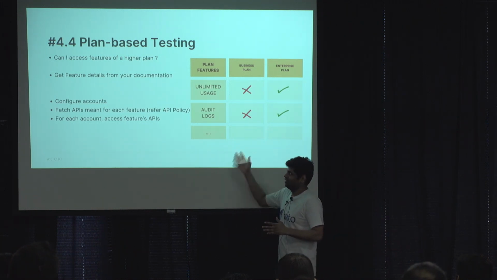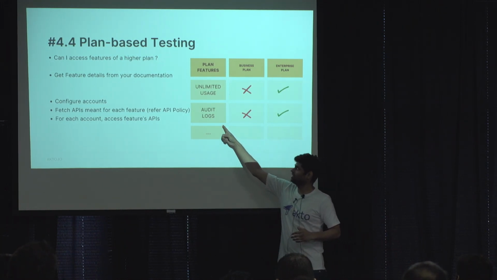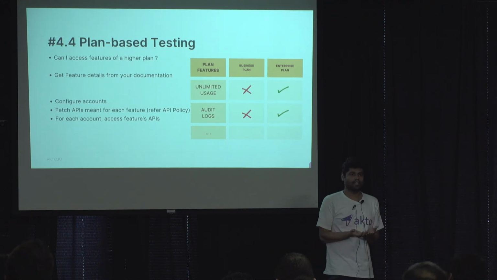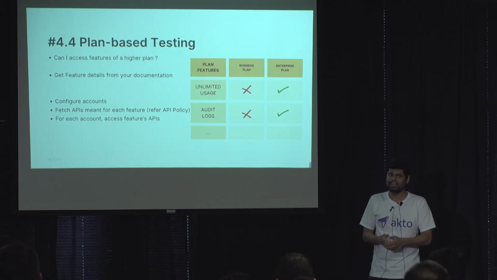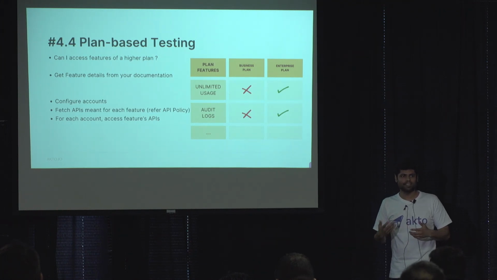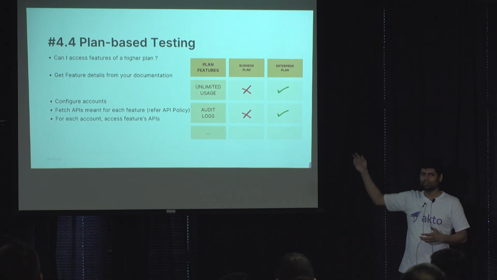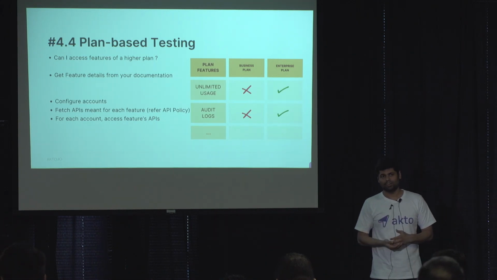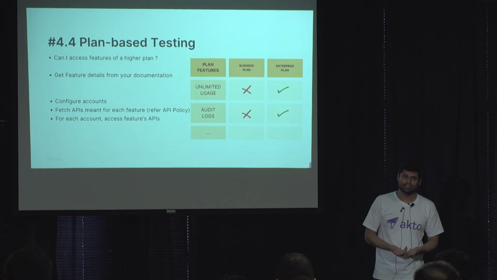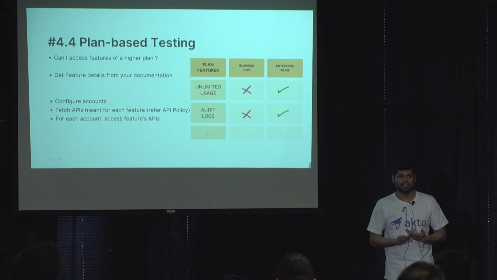So you get this documentation for each feature. You should know what all APIs are associated with that feature, and then get your automation running. For each account, for each feature, wherever there's a cross, try and access those APIs. If any of the cross APIs work, again, it's a vulnerability.